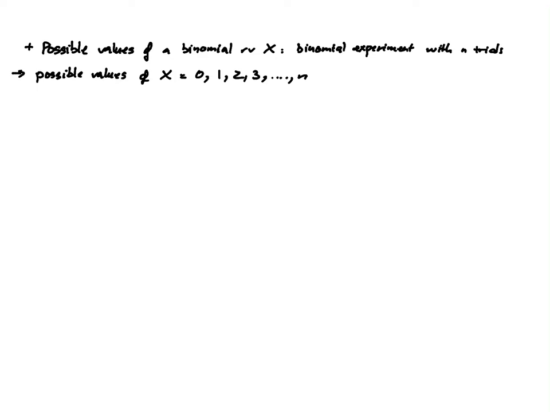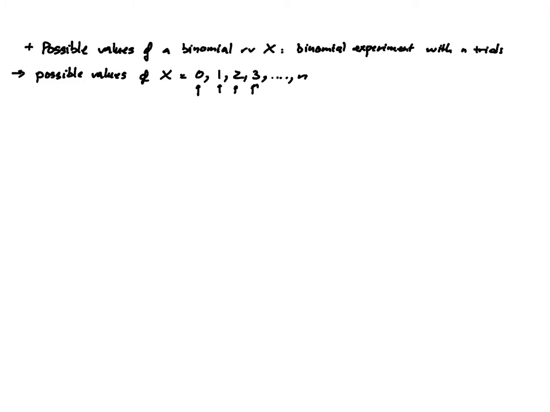So in the context of the example we looked at in the previous video, the student may pass none of the 4 classes, right? So x can be 0. He or she can pass 1 class, 2 classes, 3 classes, or all 4 classes, right? But we cannot have the student passing 5 classes or more, right? Because we only have 4 trials.